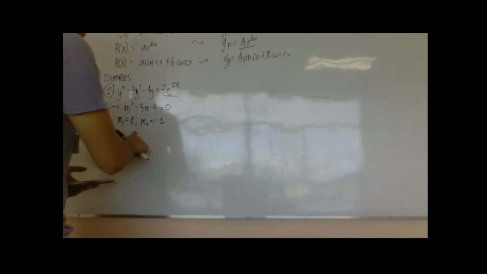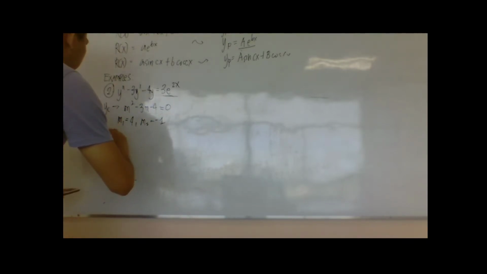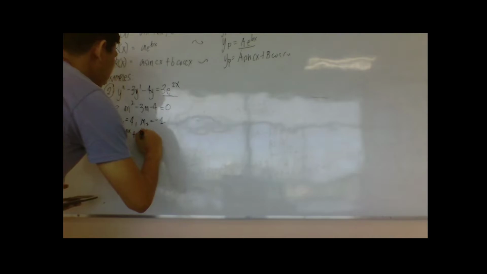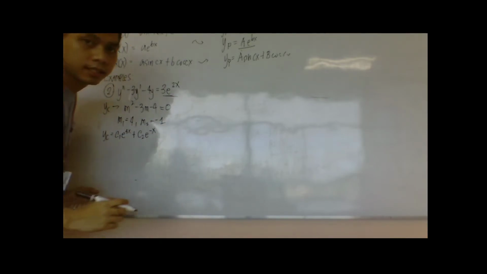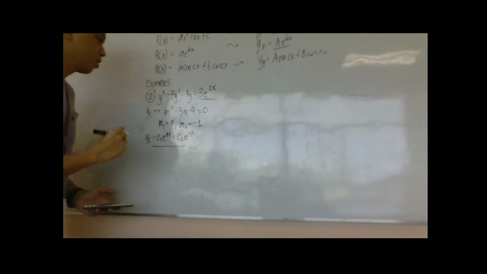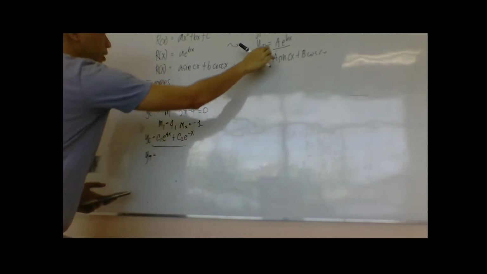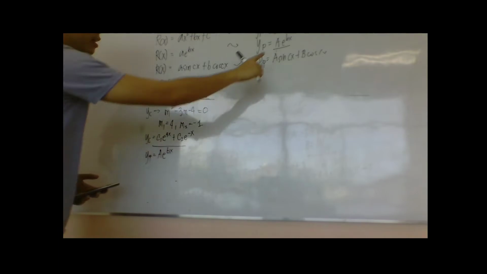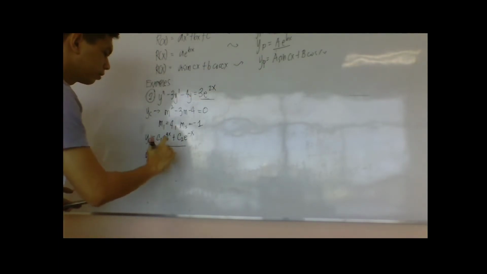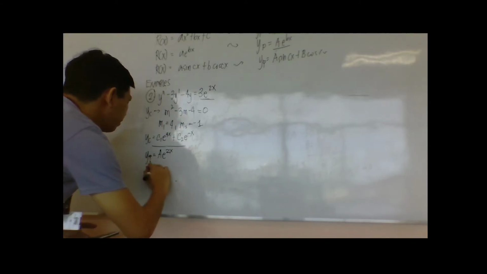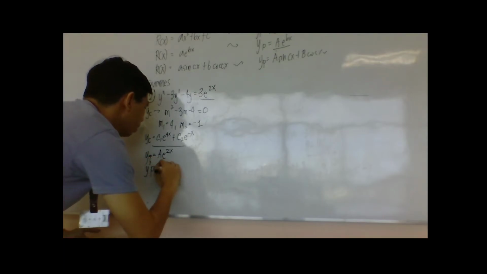Then, since we already have the roots, you can get our yc, which is c1 e raised to 4x plus c2 e raised to negative x. Okay? Alright, so this is our yc. So for our yp, this one, a e raised to bx. Okay, so our b, which is the constant, is 2.